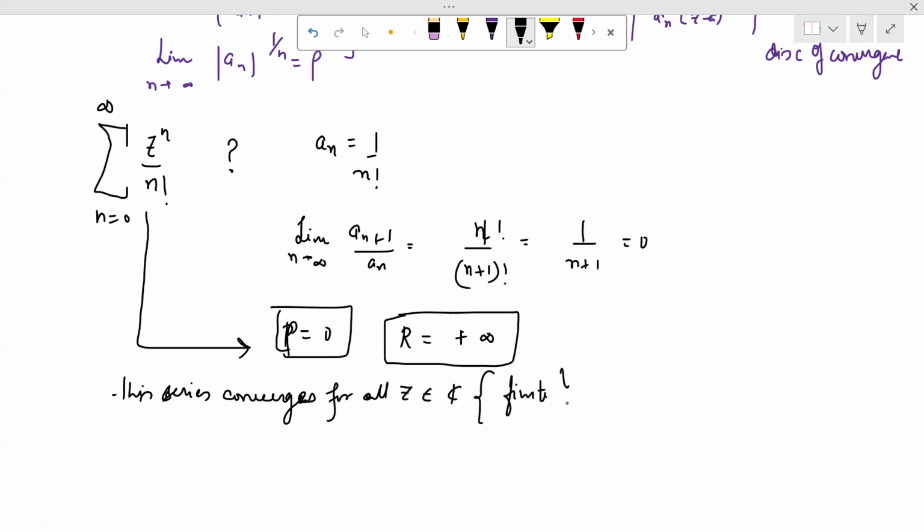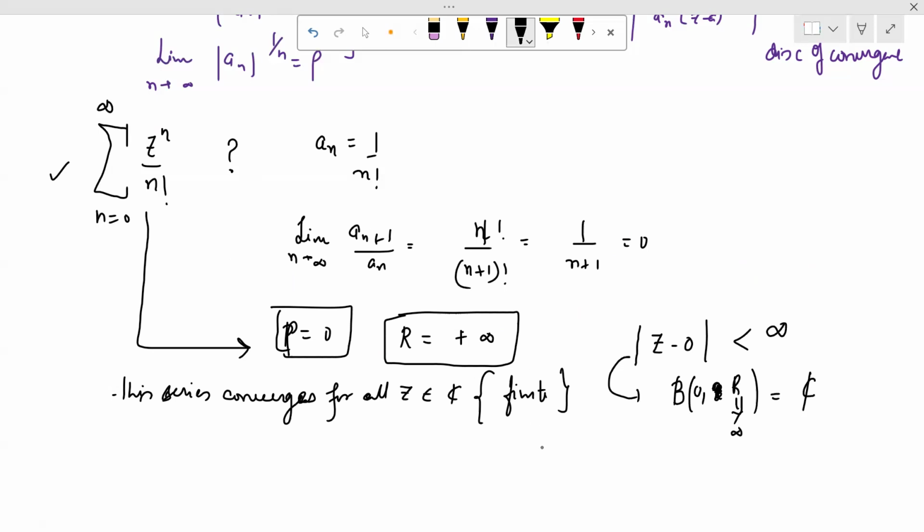So are you getting my point? If you want to write the disk of convergence, how would you write it? It would be |z minus 0| less than, what is your radius of convergence? Infinity. So clearly the disk of convergence centered at zero is nothing but the entire complex plane. If R equals infinity, then your series converges for all points in the finite complex plane. Is that clear? So the disk of convergence here would be the entire complex plane, and the radius of convergence would be plus infinity. Is that clear or not clear?